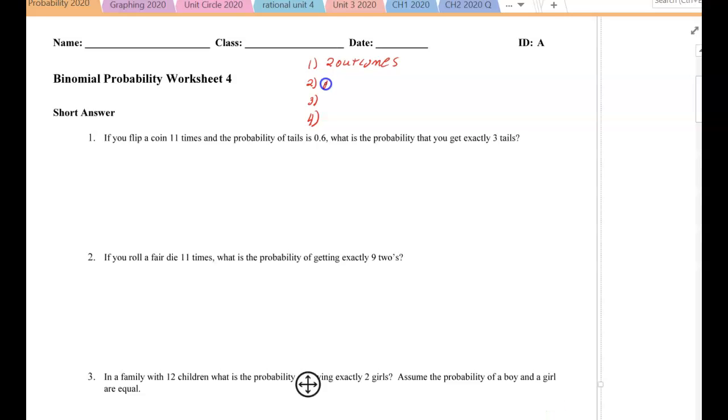The second thing is the probability of success is constant. What I mean by that in problem number one is the chance of getting tails is always 0.6. I'm going to call that a success for this particular problem. The third thing is the events are independent. What we mean by independent is if you flip the coin 3 or 4 times and you get tails, the next flip is not influenced by the previous flip.